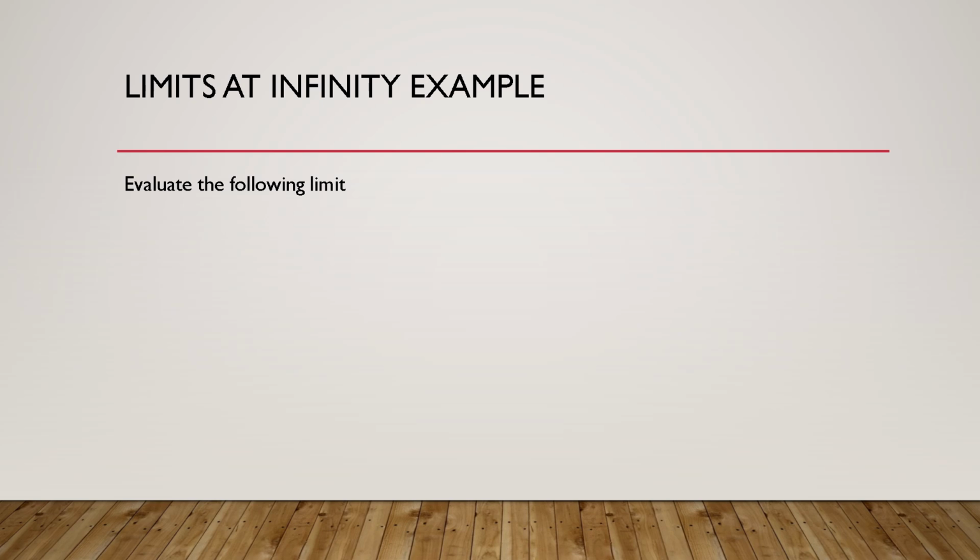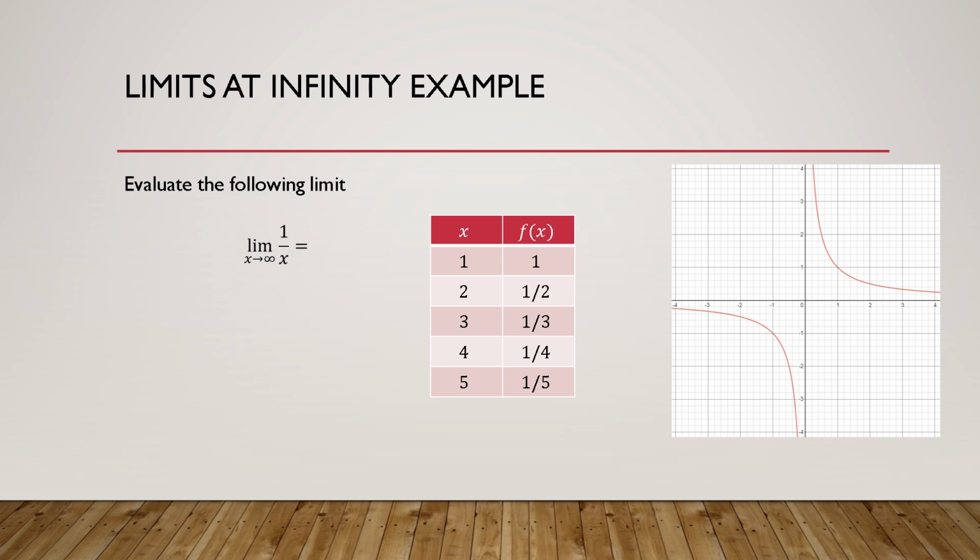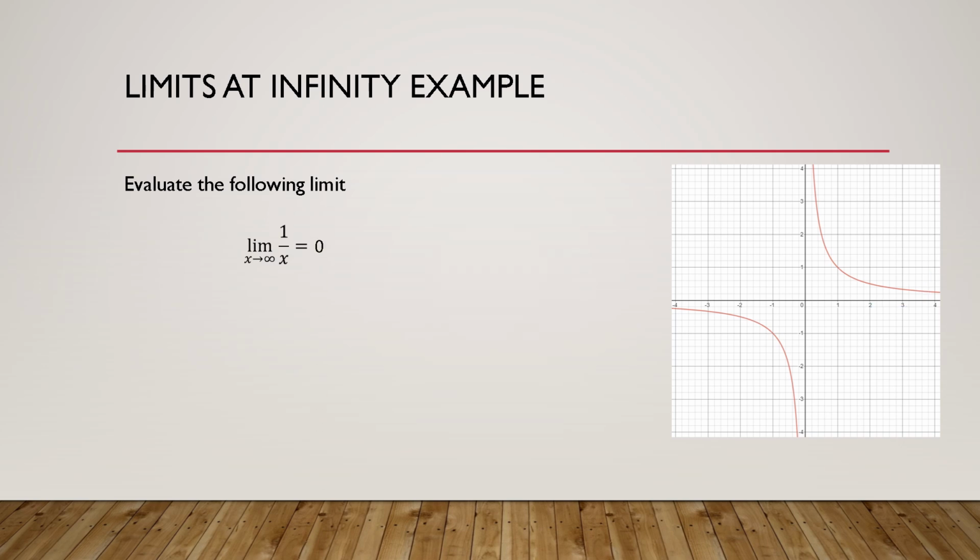We can use the same function to describe a limit at infinity. This time we'll evaluate the limit of 1 over x as x approaches infinity. Again, referencing the graph, we see that as x gets larger, the value of f of x approaches the x-axis. Putting our values in a chart, we see that the larger x gets, the closer f of x gets to 0 without reaching it.